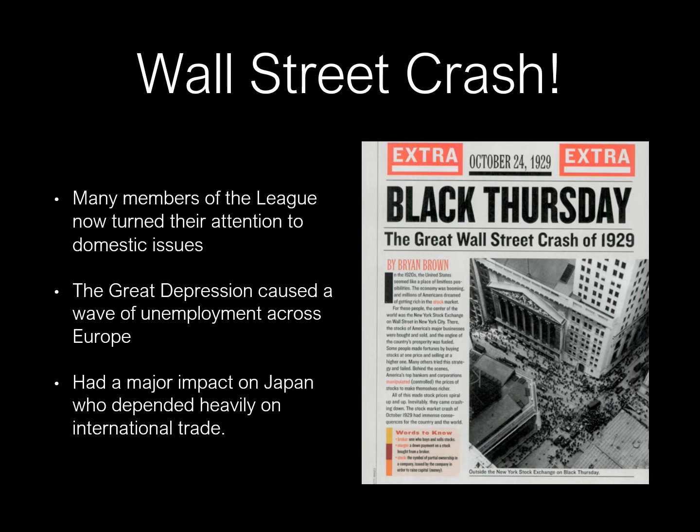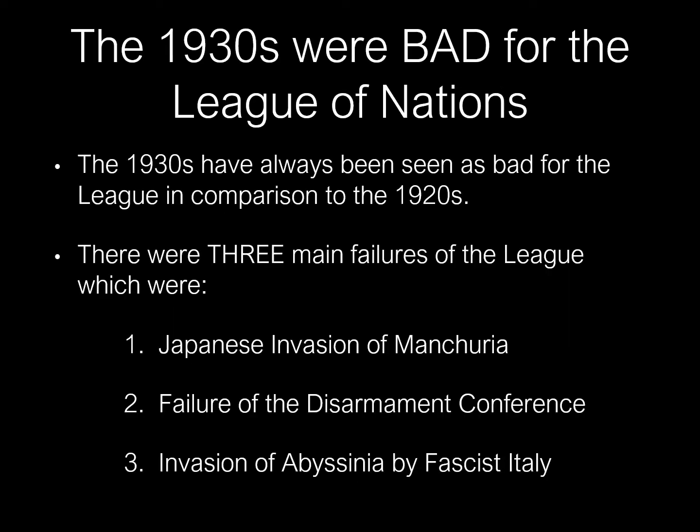And the crash on Wall Street also heavily impacted Japan, Imperial Japan, which even today relied heavily on international trade to sustain their overall business model. And the 1920s were good for the League. The Roaring Twenties, the 1930s, the Dirty 30s was bad.